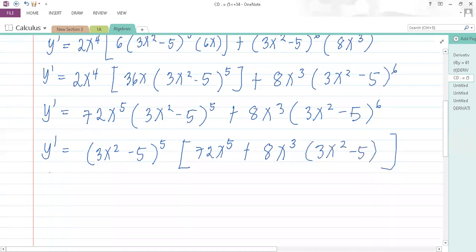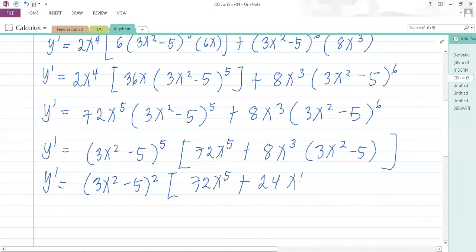Okay, so simplifying again. So pag simplify, so (3x squared minus 5) raised to 5, that is 72x raised to 5 plus 24x raised to 5, that is 8x raised to 3 multiplied by 3x raised to 2. That is 24x raised to 5. So minus 8 times 5, that is 40x raised to 3.